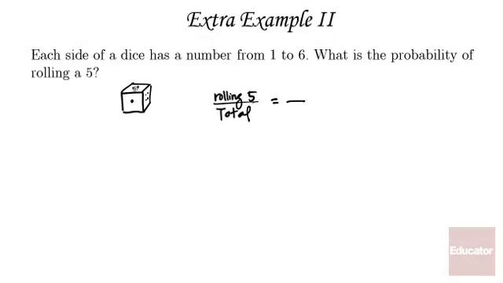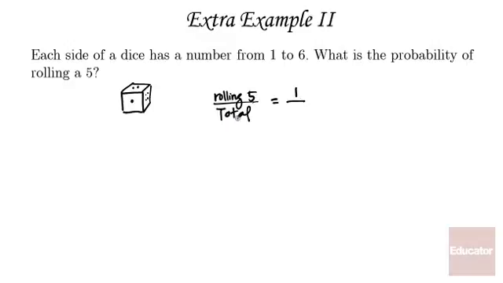How many 5s do I have on this? How many sides have 5 dots? Only 1, right? Because each side has a different number. So there's only one side that will have 5 dots. That means I have to put 1 here because it's the number of this desired outcome. It's not what this number is. It's not that this is a 5 and I have to write the 5 up here. It's how many sides do I have with 5 dots?